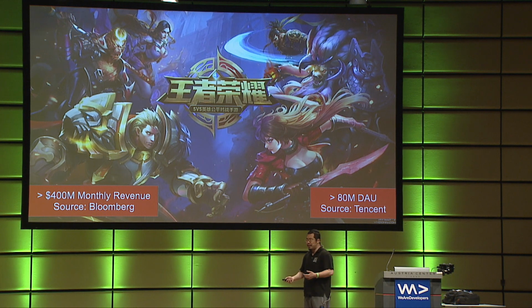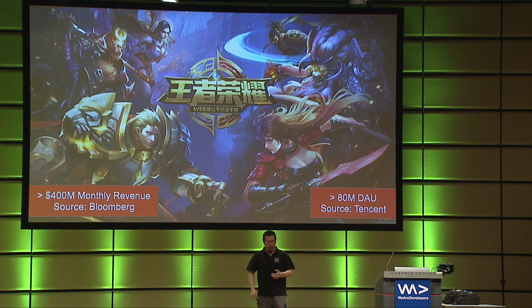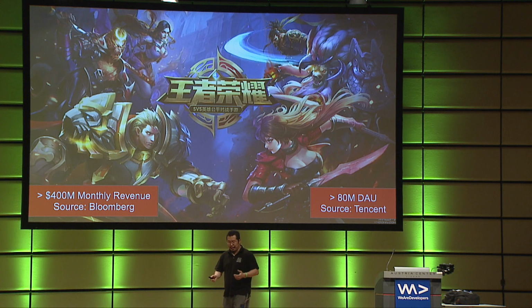In fact, in 2017, the top grossing game in the whole world was not Overwatch, was not PUBG. In fact, it was a game made by Tencent and only available until recently in the West, called Kings of Glory. And this little-known game, well, that no one in the West knows about, has something like 80 million daily active users and a monthly revenue of $400 million. So obviously, the market opportunity is there.